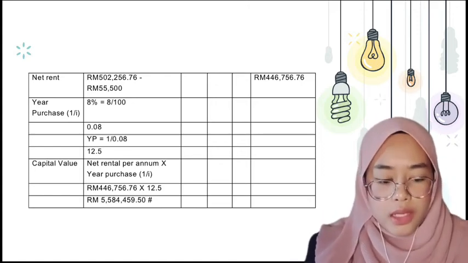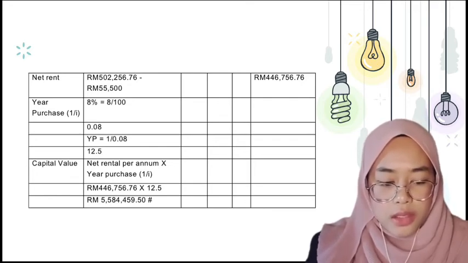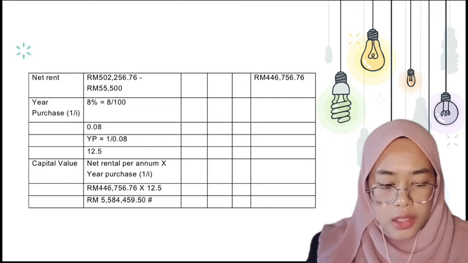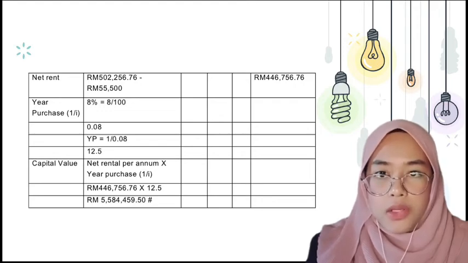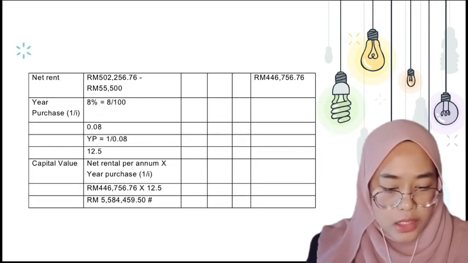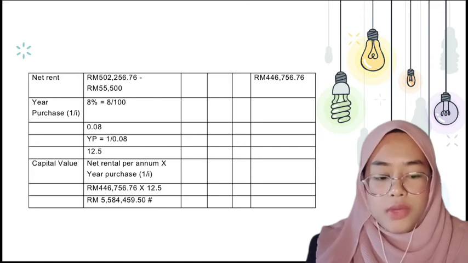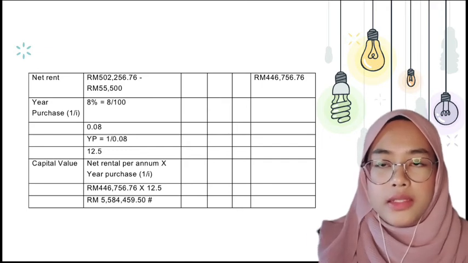And lastly, to get the capital value, we need to determine the years purchase, for which we use 9% as the rate of return. The net rental per annum multiplied by the years purchase, which is 11.11, gives a value of RM4,963,467.60. So that is the total capital value for this result. And that's all from me.